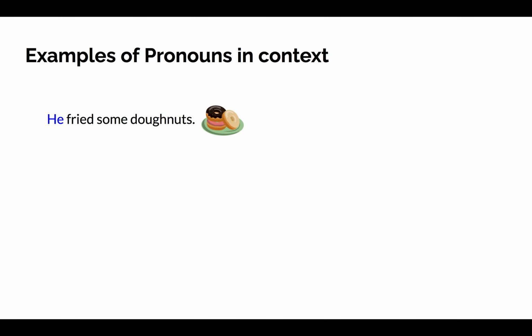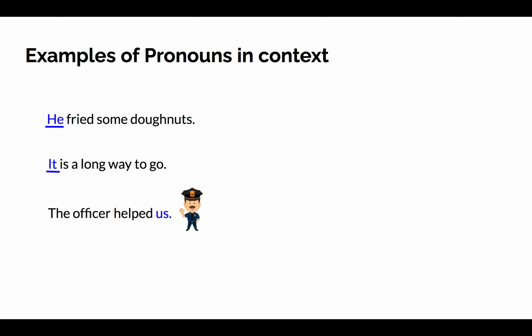He fried some donuts. He is the pronoun. It is a long way to go. It is the pronoun. The officer helped us. Us is the pronoun. I am growing my mustache. I is the pronoun. And my is a pronoun.